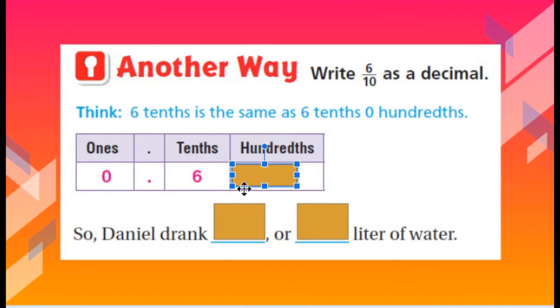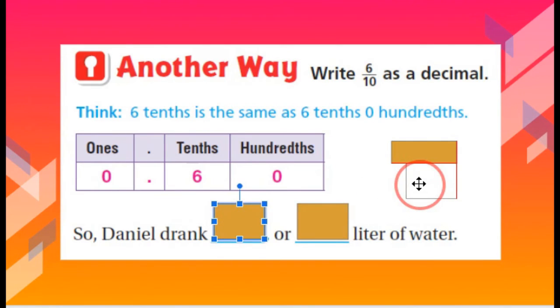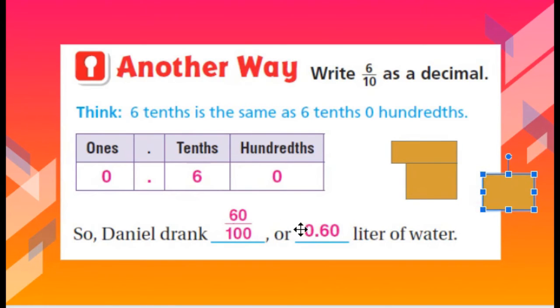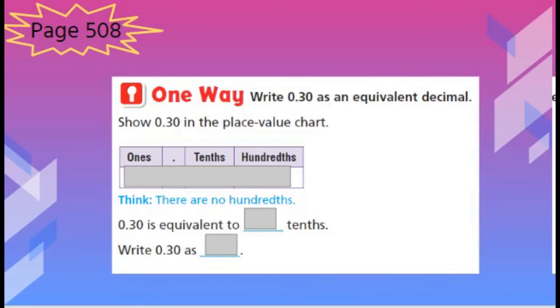Now, what would I do to show that as hundredths? Well, check this out. I'm just adding on another 0. Like I said, I could just keep on adding zeros and it would be considered equivalent, equal to the same amount. So if you wanted to know how many hundredths Daniel drank of a liter, we could say, well, 60 hundredths in fraction form, or what would it be in decimal form? 0.60, or 60 hundredths liters of water. Nice job, 4th grade. Let's go ahead and continue.